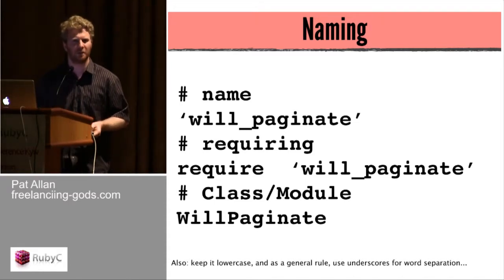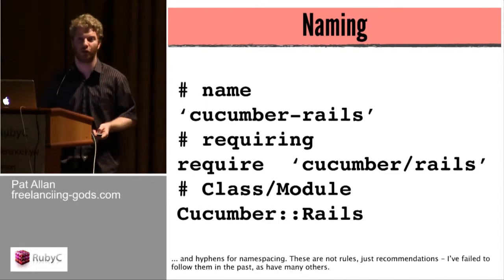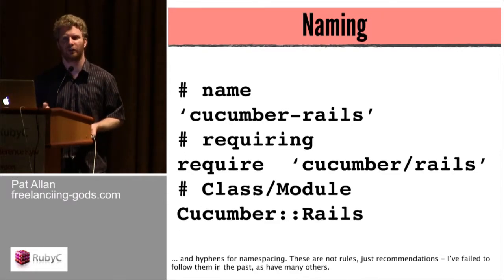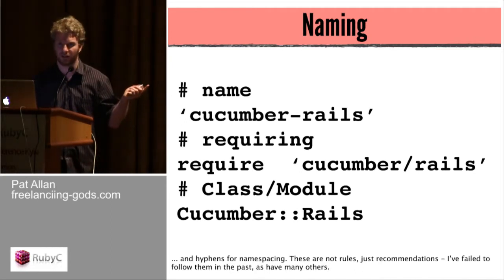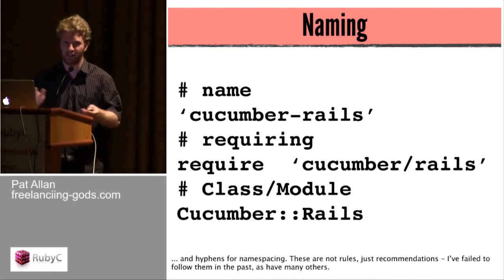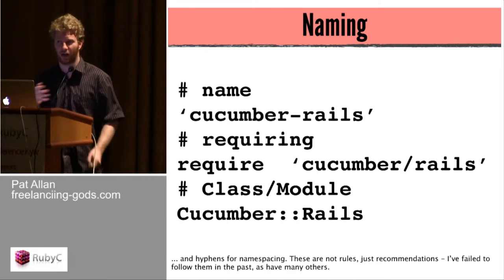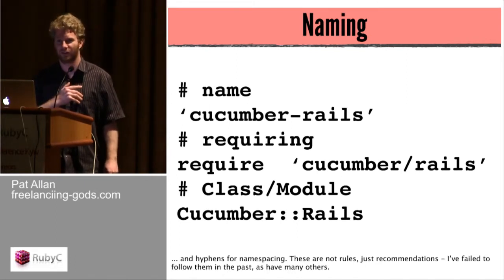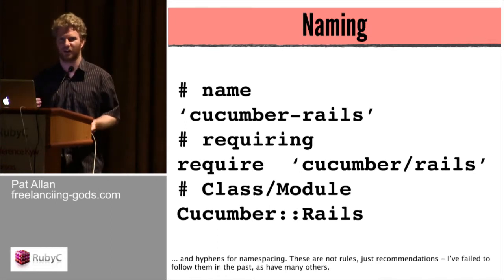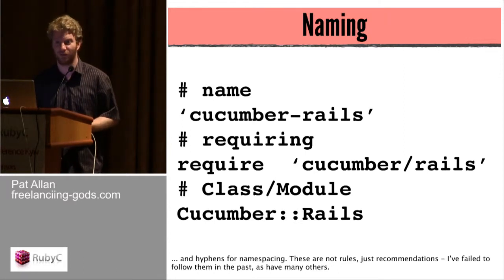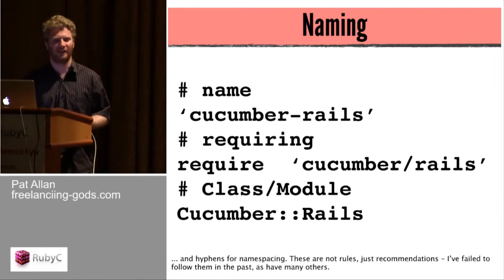If you're namespacing your gem, though, and the good example here is Cucumber Rails, then you use a hyphen or a dash. So in the require statement, that dash becomes a slash, and the modules are namespaced accordingly. Now, these are just recommendations. I know I've actually released gems that don't follow these rules. Nobody's going to come knocking on your door and be violent towards you if you don't follow these rules. But it's generally best to follow convention so people don't get surprised and they find it easier to use your gem.